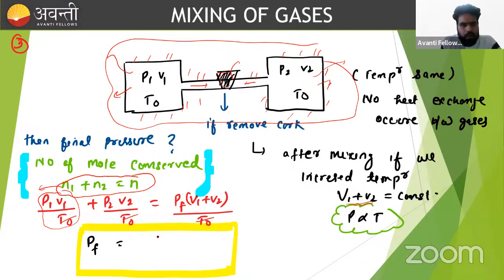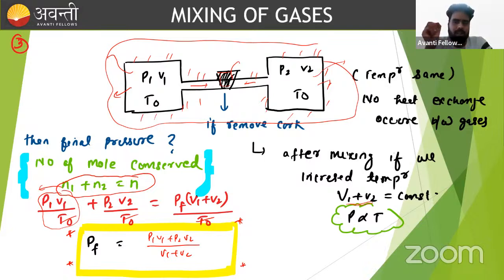So we can easily find the final pressure: P1 V1 plus P2 V2, divided by V1 plus V2. Again, this is a very important formula, beta. Why very important? Because multiple types of questions are found here. When mixing is allowed, temperature is constant, and the vessel is isolated from the surroundings, we can use this formula for finding the final pressure of the mixture. Okay, let's move to the next. I hope everything is clear in this slide.